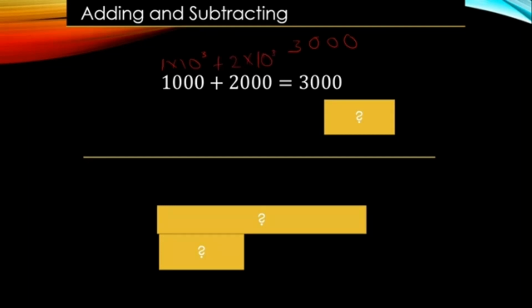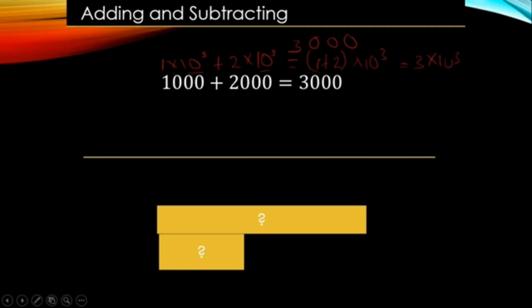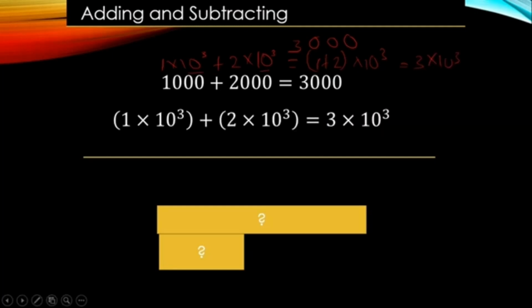We have 3 again. So if the bases are the same, then it is simple as just adding these two numbers, okay? And it would be an answer like 1 plus 2 times 10 to the power 3, which would be 3 times 10 to the power 3, okay? So it will be 1 times 10 to the power 3 plus 2 times 10 to the power 3, which is equal to 3 times 10 to the power 3.